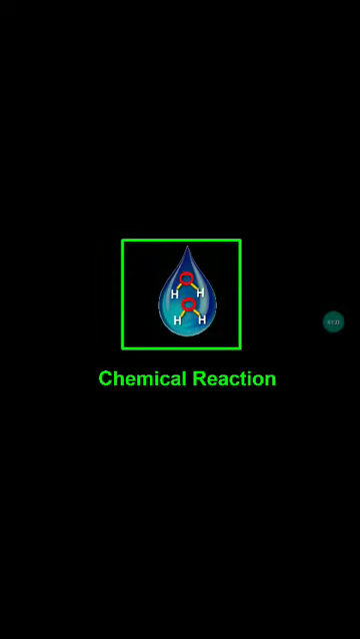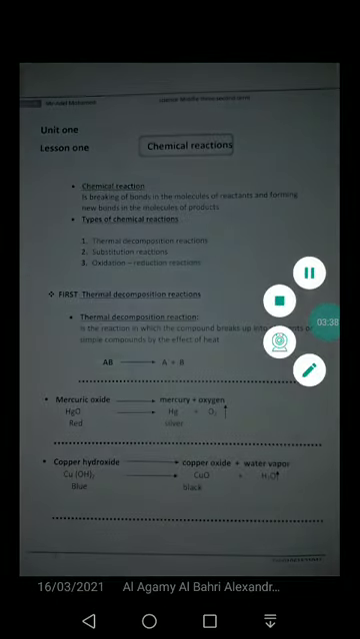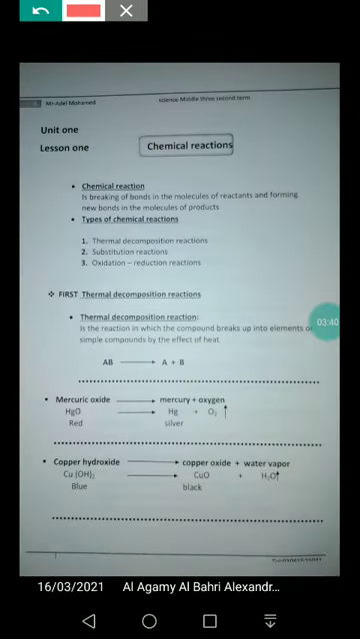This is the formation of water, and this is called the chemical reaction. So we can define the chemical reaction as the breaking of bonds in the molecules of reactants and forming new bonds in the molecules of products.